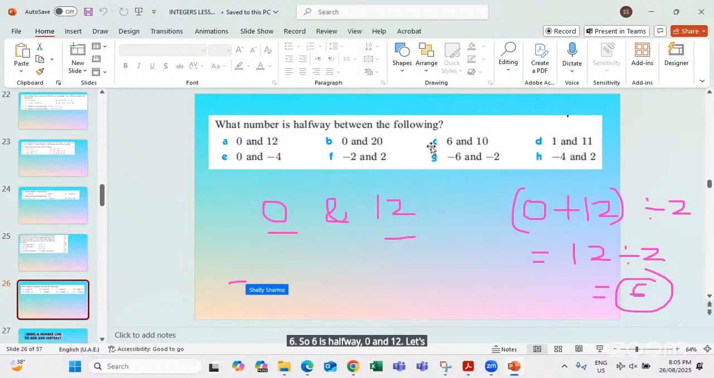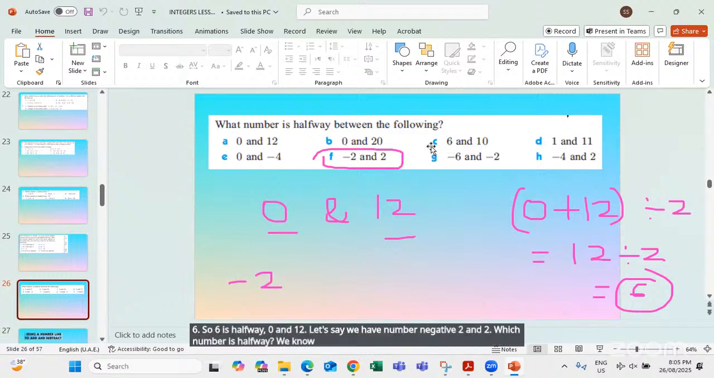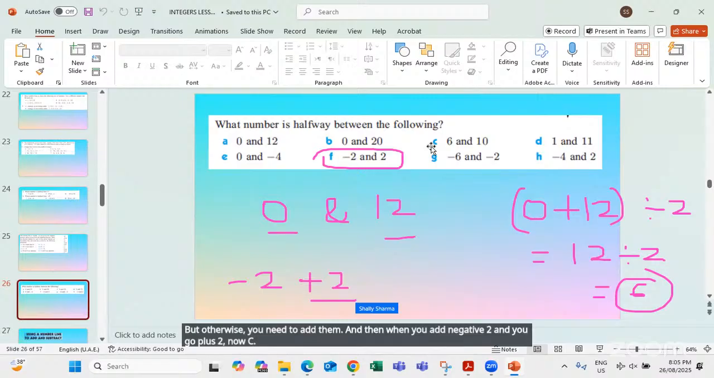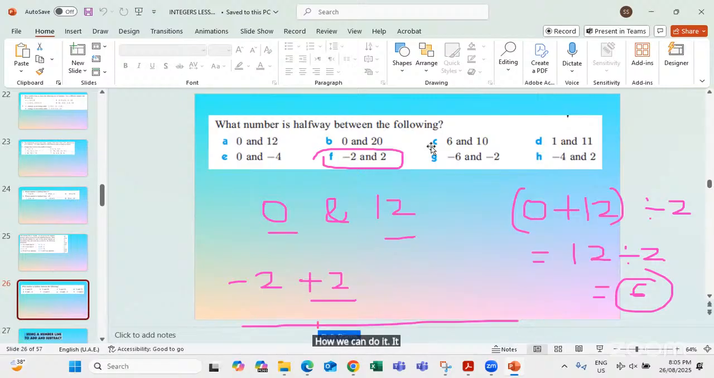Let's say we have the numbers -2 and 2. Which number is halfway? We know they are opposite to each other. So 0 is halfway. But otherwise you need to add them. And then when you add -2 and +2, now see how we can do it. It is -2. Then we have -1, 0, 1, 2.